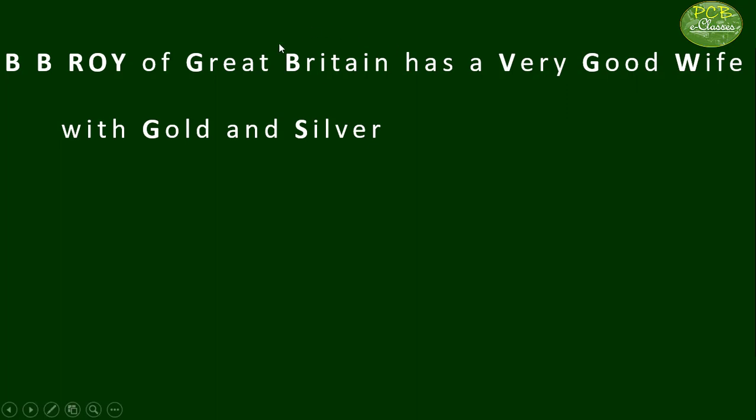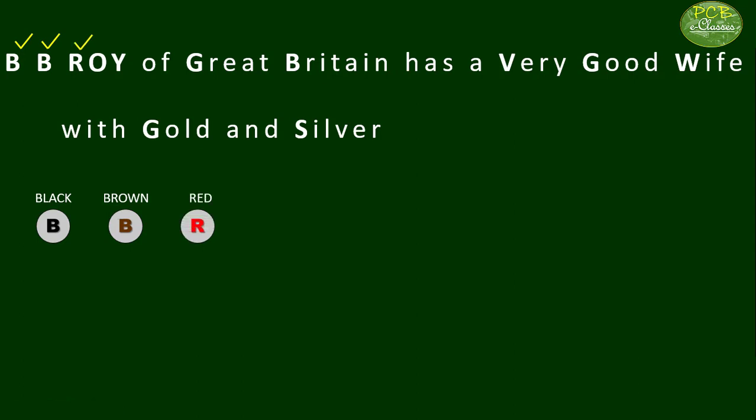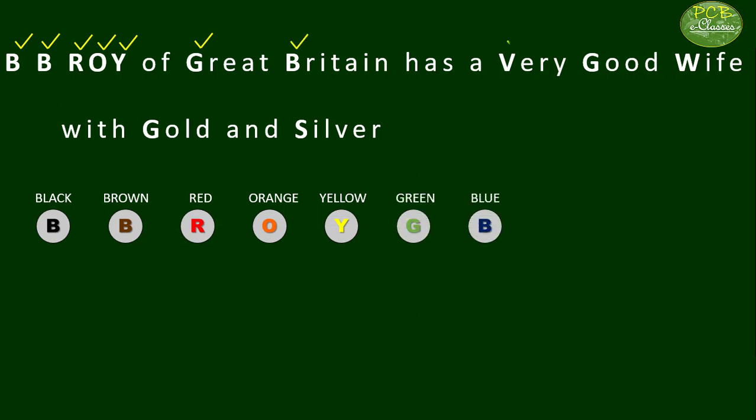Right? First B indicates black. Second B indicates brown. R indicates red. O indicates orange. Y indicates yellow. G indicates green. B indicates blue. V indicates violet. G indicates grey.